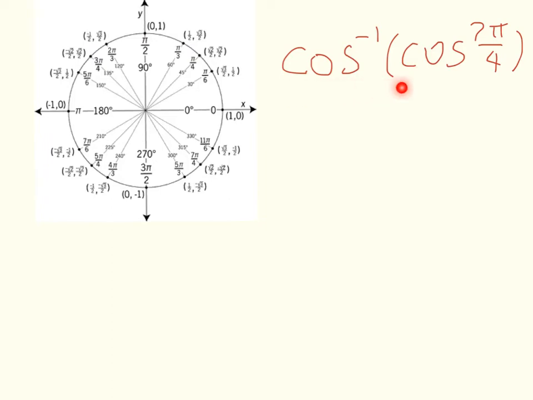So the way we would evaluate a problem like this is we would first find out what the inside equals. So we go to the unit circle looking for 7 pi over 4, and we see that it's right here. The cosine of this angle is root 2 over 2. So we would say, all right, this here is root 2 over 2. So now we need inverse cosine of root 2 over 2.